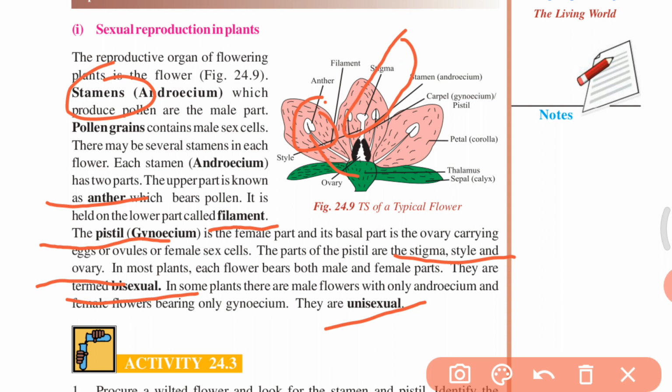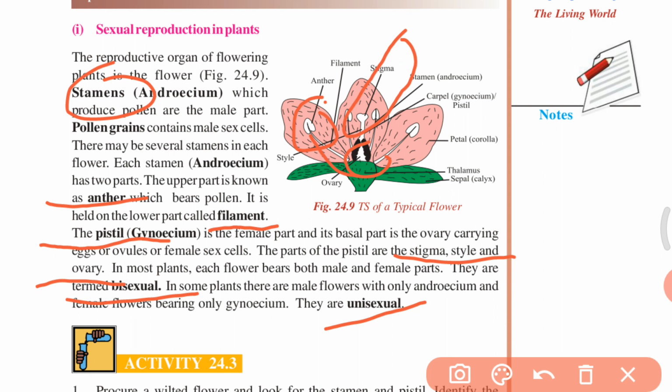Style is a tube-like structure which carries pollen from the stigma to the ovary. Ovary contains ovule. Ovule is the egg. When the male sperm, pollen grains, fuses with the ovule, it produces a seed. So, pollen from the anther reaches the stigma first, then it moves from the stigma to the ovary through the style.